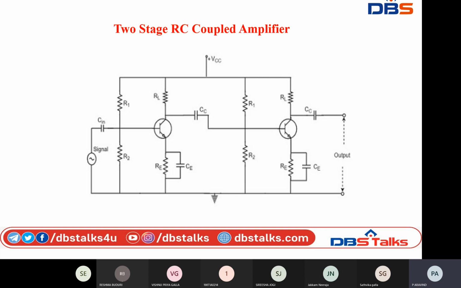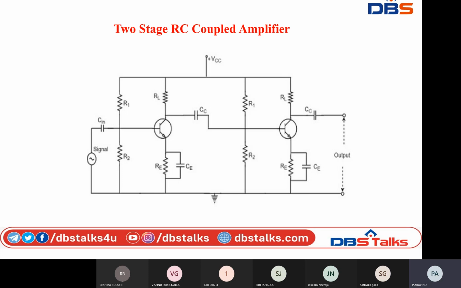The potential divider network R1, R2, and the resistor RE form the biasing and stabilization network, and the emitter bypass capacitor CE offers a low reactance path to the signal. Here RL is the load impedance. The resistor RL is used as a load impedance.